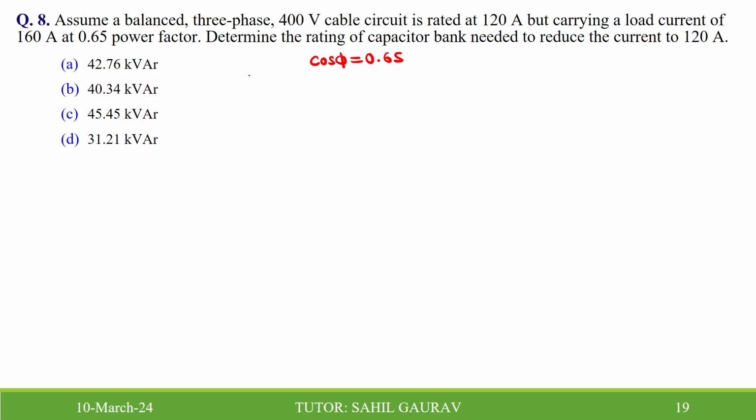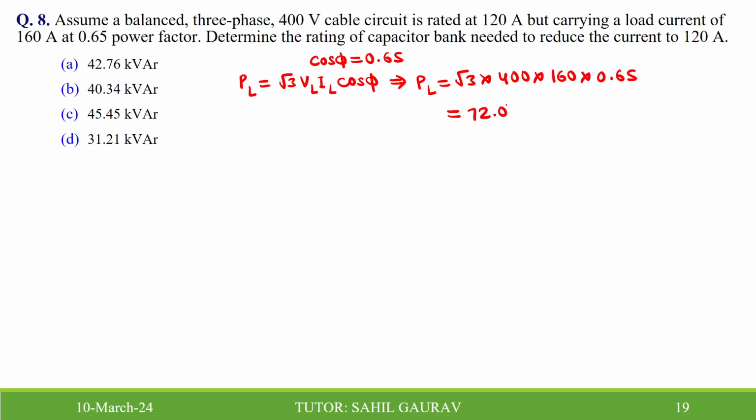Therefore, we can find the active power demand PL equals root 3 VL IL cos phi. So 400 volt is the line to line voltage, IL is 160 ampere, and cos phi is 0.65. So you will get 72.053 kilowatt.